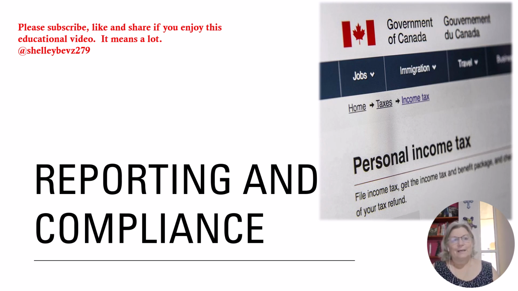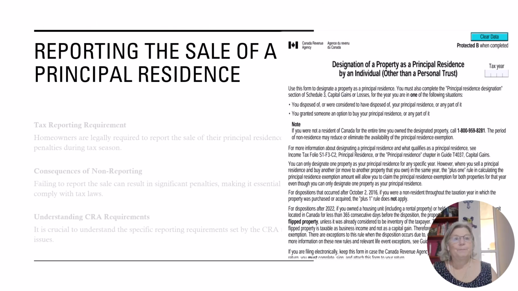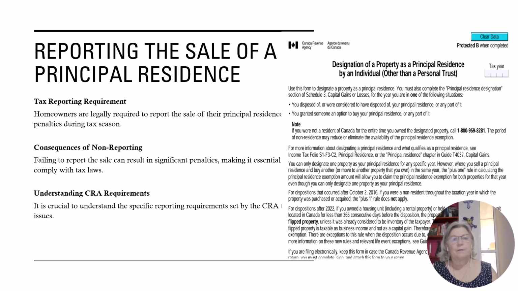Thank you. Reporting and compliance. All right, here comes the big one. Reporting the sale of your principal residence. Okay, so this is the form. And it says here, this is the form T2091. You can't see it, it's on the bottom. It says, use this form to designate a property as principal residence.